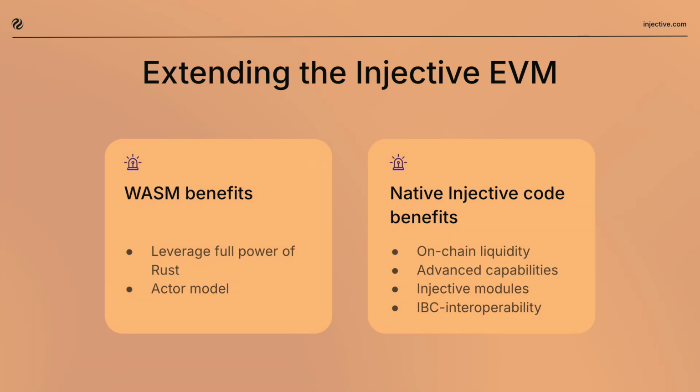Additionally, by using the native code found on Injective, you get access from day one to deep on-chain liquidity provided by our spot and perpetuals on-chain, order book-based exchange, as well as more advanced capabilities like automated smart contract execution. Injective as a blockchain also provides many out-of-the-box modules that make it very easy for developers to do things like bridging or access oracle price feeds, and basically not have to reinvent the wheel.